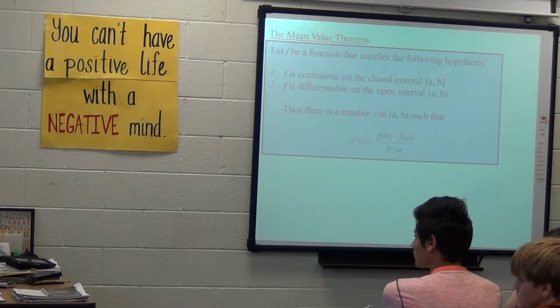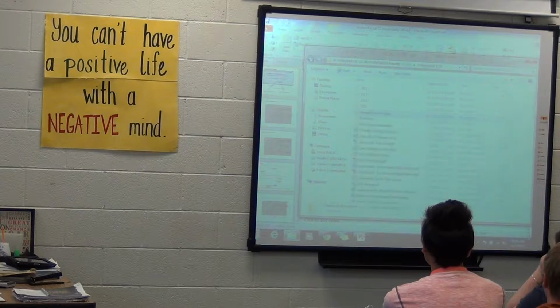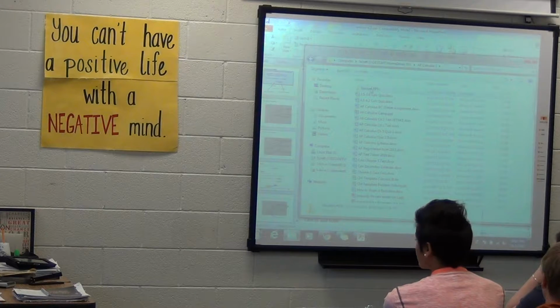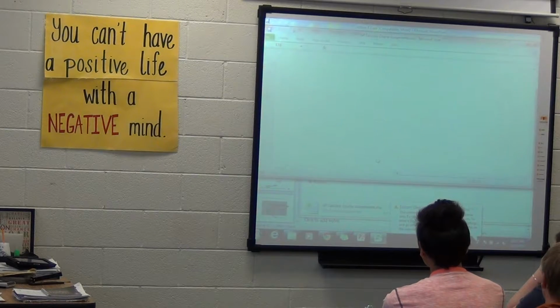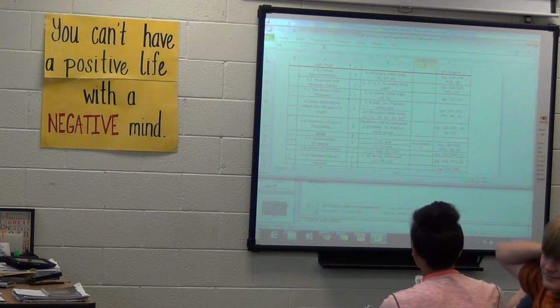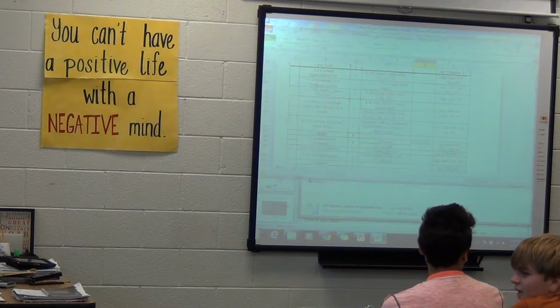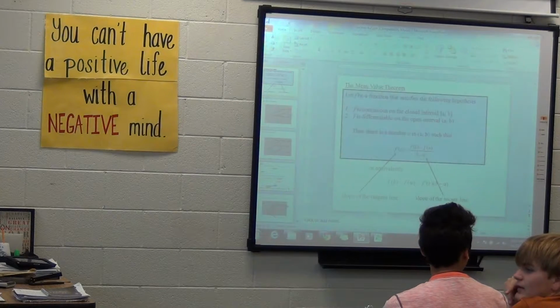This is the last thing we're learning today. We're just going through examples. So let me give you your homework. 1 through 25, every other odd, and then 34 and 35.